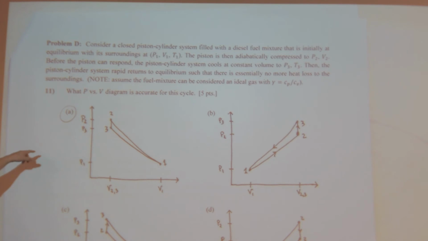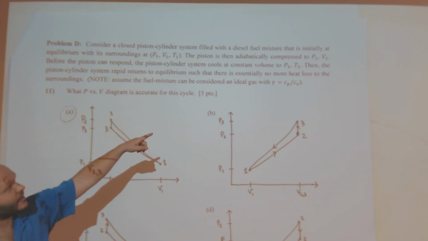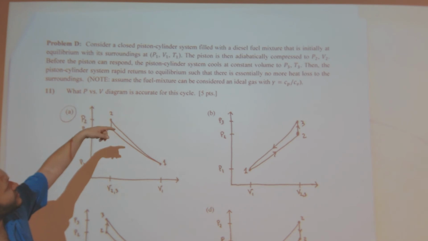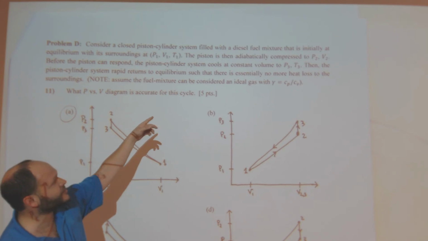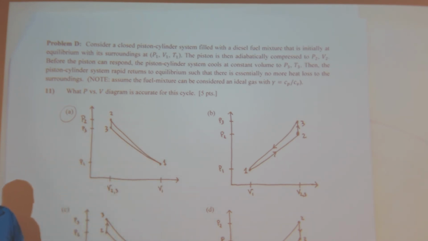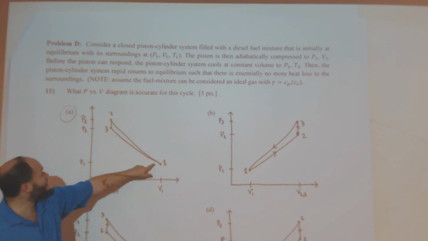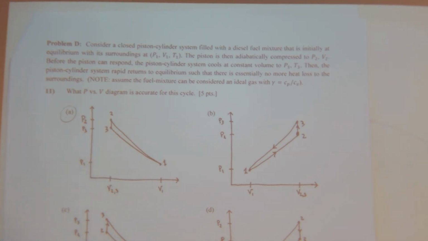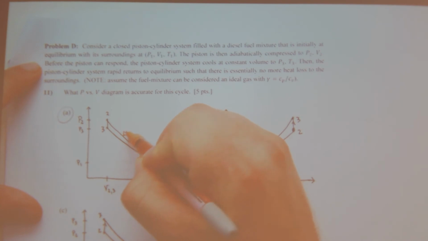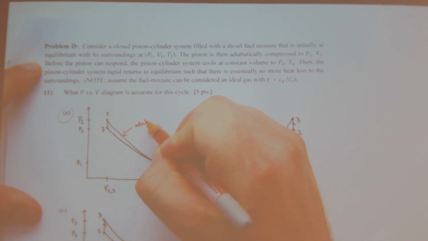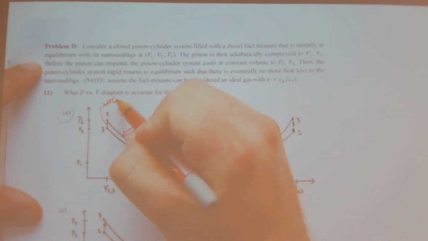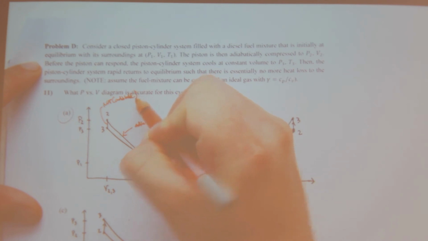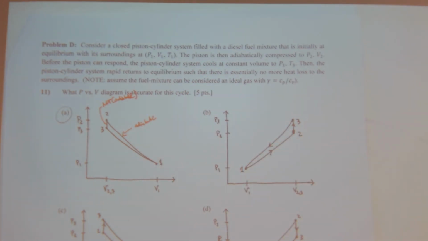So, closed piston cylinder system. The piston is adiabatically compressed. Before the piston can respond, it cools at constant volume. Then the piston rapidly returns to equilibrium such that there is essentially no more heat loss. So there's very little heat loss in the process, and this is the right one. I just want to point out that this is adiabatic. This is not, right? This is not adiabatic. And this one, I'm going to just leave a question for now.